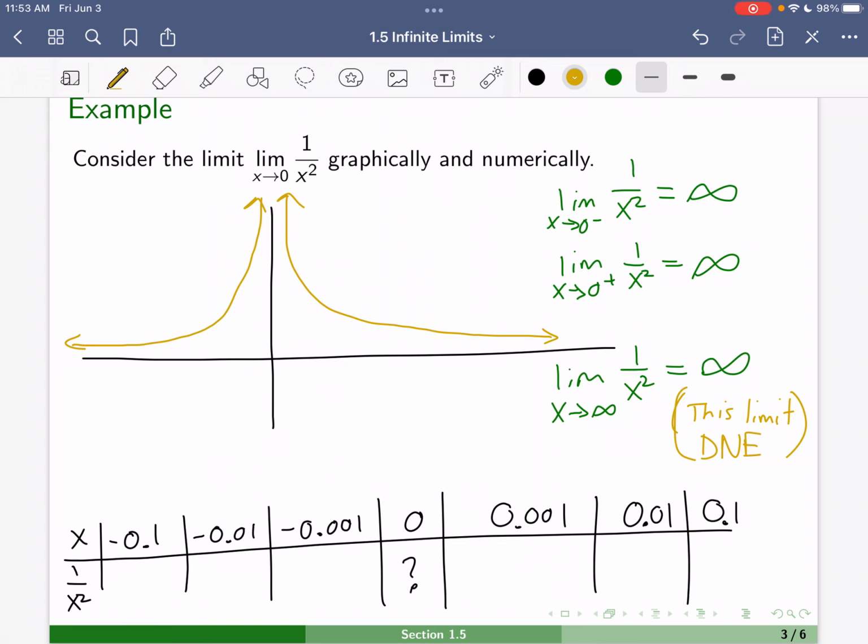Okay, so if we plug in negative 0.1, we are going to get 100. Plug in negative 0.01, we are going to get 10,000. Plug in negative 0.001, and we are going to get 1, 2, 3, 4, 5, 6. We'll get 1 million. And we will get exactly the mirror image of this on the other side.